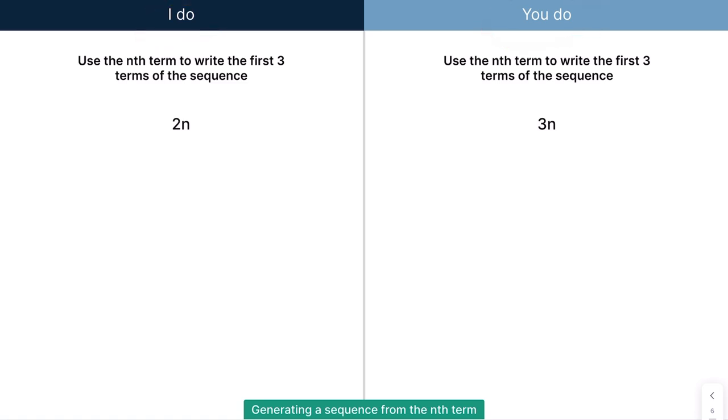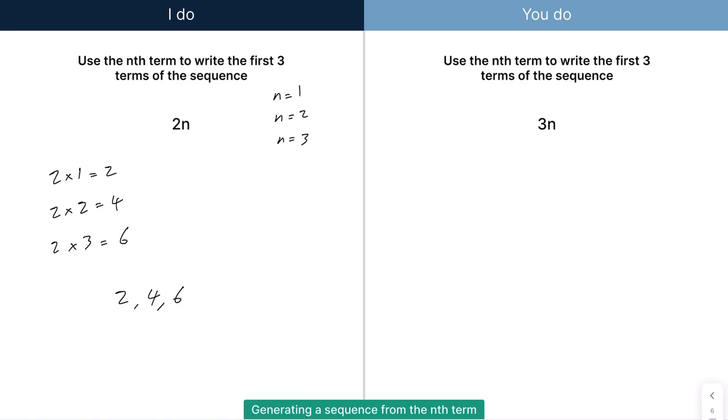So here we're being asked to use the nth term to write the first three terms of the sequence. So it wants the first three terms. Essentially it wants when n is 1, n is 2, and n is 3. So to get the first term, we are going to do 2 times n. That's just going to be 2 times 1, which is 2. Now to get the second term, we are going to do 2 times 2, which is 4. And to get the final term, we are going to do 2 times 3, which is 6. So the answer is going to become 2, 4, and 6.